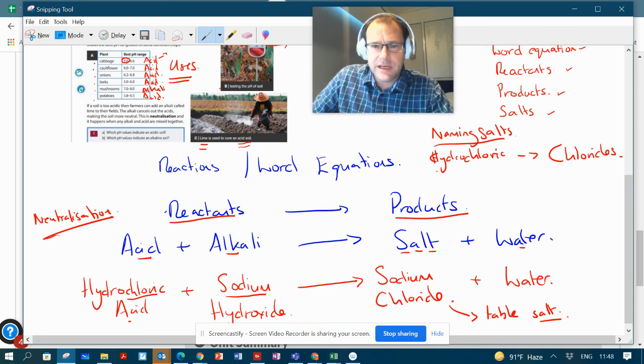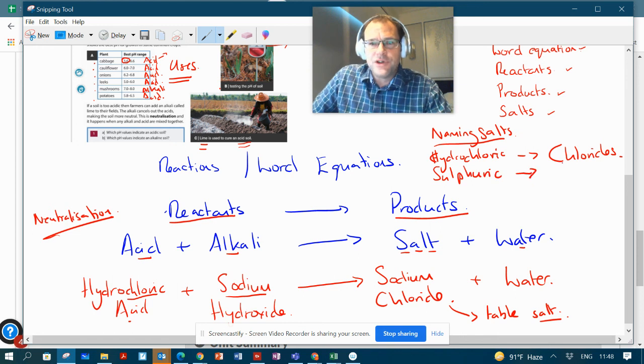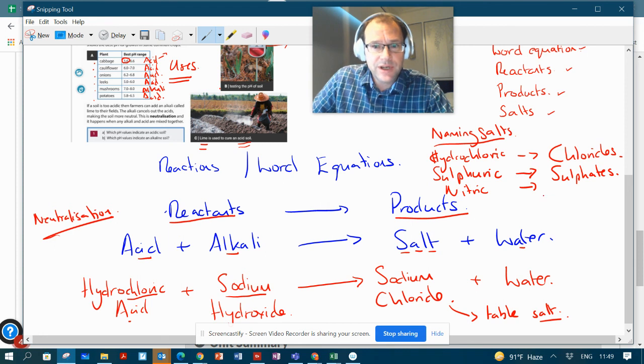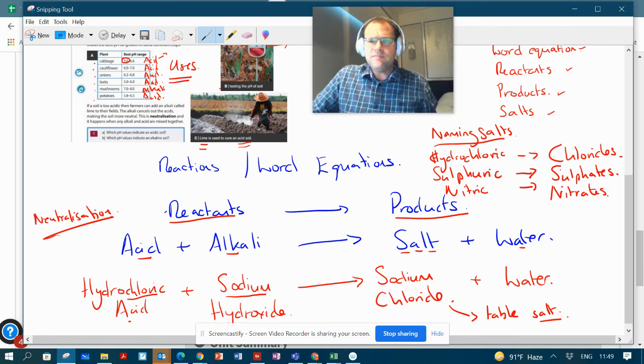Okay, let's think of another acid, sulfuric acid. Produces salts with the name sulfates. There's another common acid we use in the lab called nitric acid. Have a guess, what do you think the salts are called if you use nitric acid? Well done if you got it. They're called nitrates.